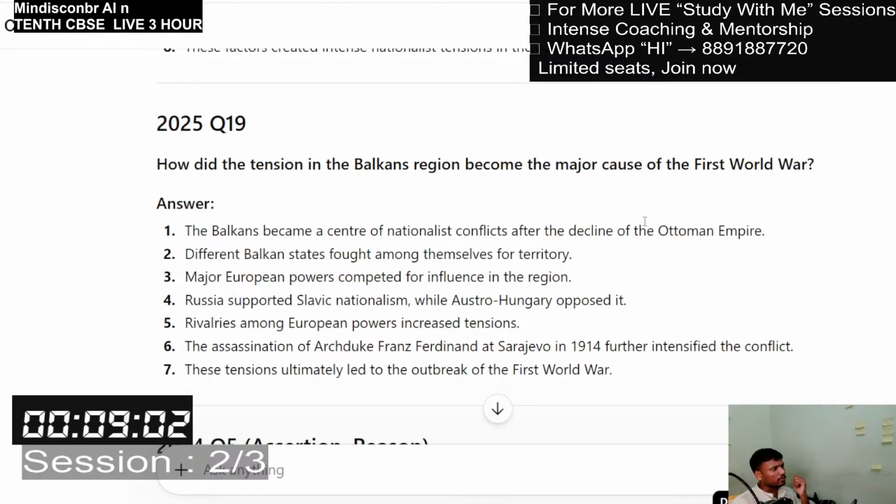Rivalries among European powers increased tensions. The assassination of Archduke Franz Ferdinand at Sarajevo in 1914 further intensified the conflict. This tension ultimately led to the outbreak of the First World War.